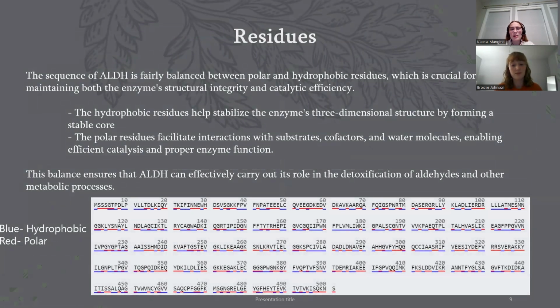As seen below, the sequence of aldehyde dehydrogenase is fairly balanced between polar and hydrophobic residues, which is crucial for maintaining both enzyme structural integrity and catalytic efficiency. The hydrophobic residues help stabilize the enzyme's three-dimensional structure by forming a stable core, and the polar residues facilitate interactions with substrates, cofactors, and water molecules, enabling efficient catalysis and proper enzyme function.